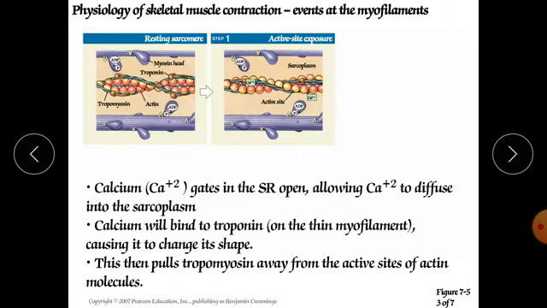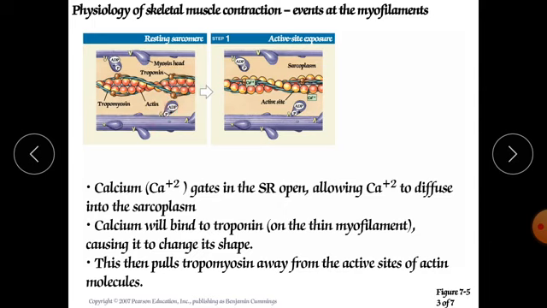Now in detail we will see how calcium ions get out of the SR. The sarcoplasmic reticulum opens, allowing calcium ions to diffuse into the sarcoplasm. So the calcium ions which are released from the sarcoplasmic reticulum are now ready to get into your sarcoplasm. Now they are in action.